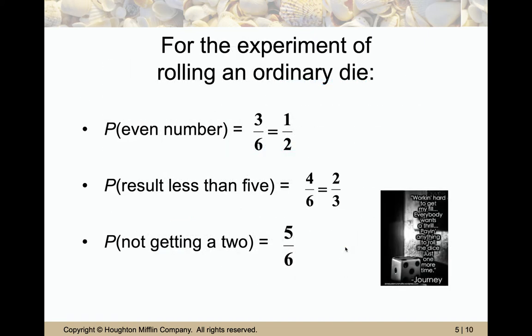Let's consider rolling an ordinary die. The probability of getting an even number would be 3 out of 6, because there's 3 even numbers, 2, 4, 6 out of the 6 possible outcomes, and that would reduce to 1/2. You don't have to reduce, but if you do reduce, you need to make sure you do it correctly. The probability that the result is less than 5, so 1, 2, 3, 4, there's 4 of those out of the 6 outcomes, and so it's equivalent to 2/3. The probability of not getting a 2 means 5 out of 6, because you could get a 1, 3, 4, 5, or 6.